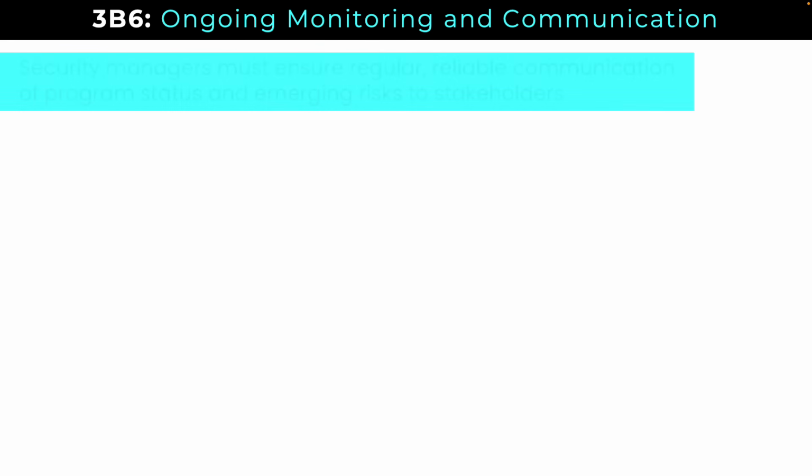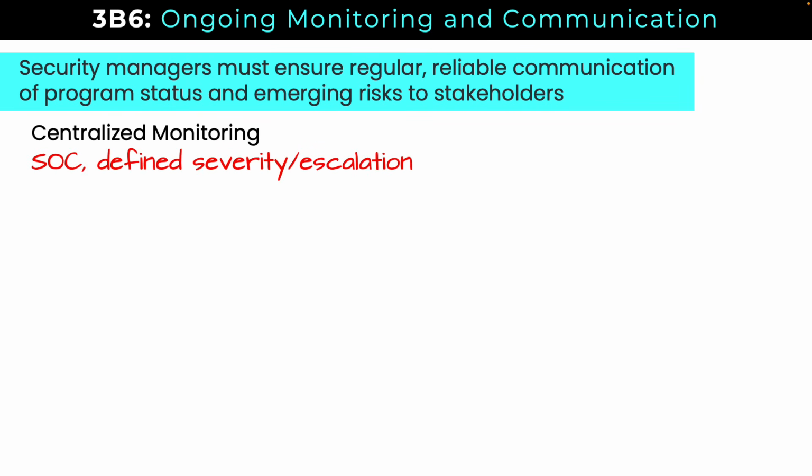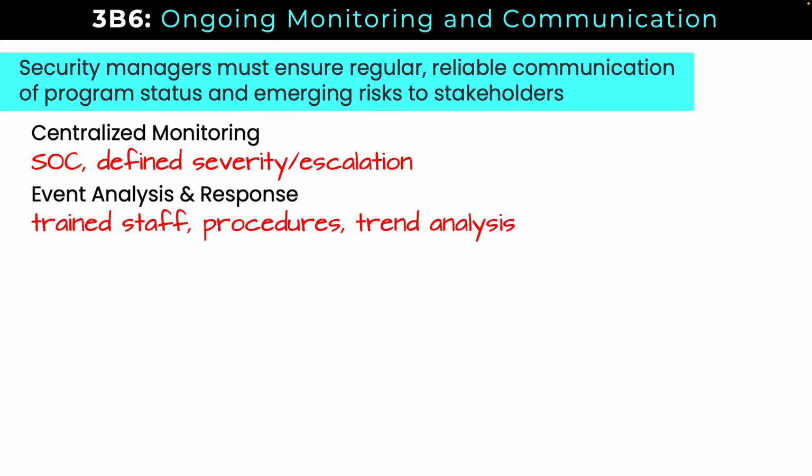And ongoing monitoring and communication. So the security manager has to ensure regular, reliable communication of program status and emerging risks to the program stakeholders. So centralized monitoring, a security operations center with defined severity and escalation procedures. Event analysis and response, trained staff, procedures, trend analysis happening using relevant, measurable, and actionable metrics.